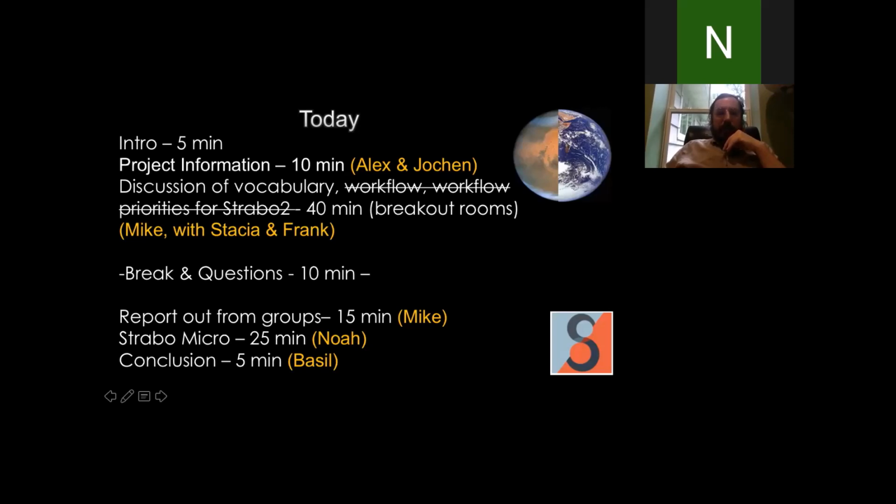We're then going to go to a 40-minute breakout. We have backed down a little bit about our lofty goals for this breakout. We're going to concentrate on vocabulary, and to the extent that workflow affects that vocabulary, go ahead and talk about that. What we're going to do is turn the discussion on Friday into the workflow priorities for Strabo 2, something called a blue skies discussion, which is just what would you want in an ideal world. But today we're just going to concentrate on vocabularies.